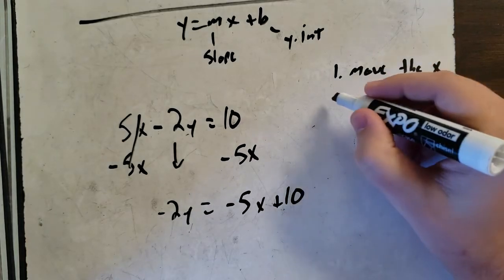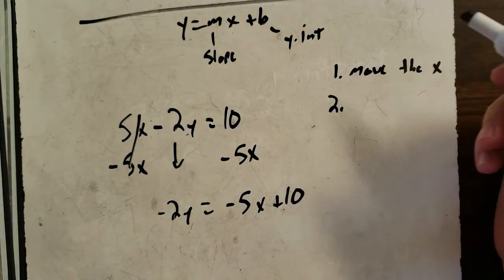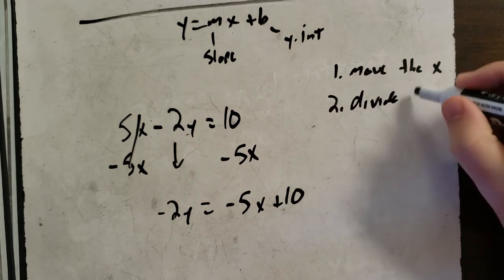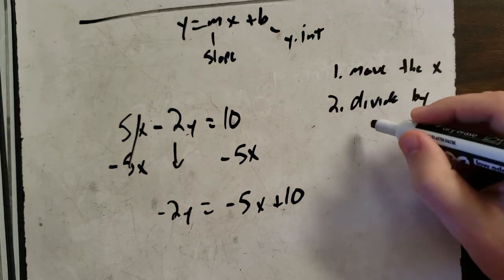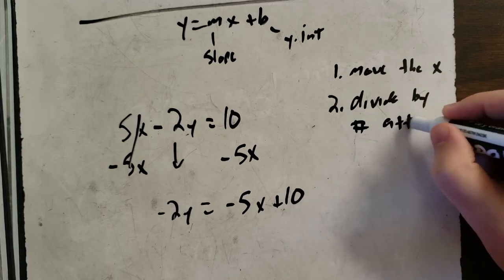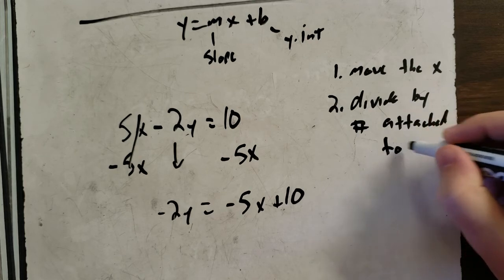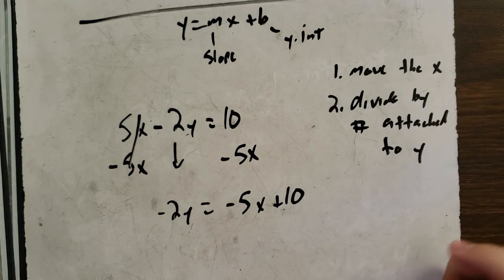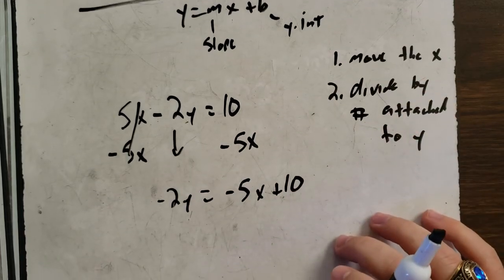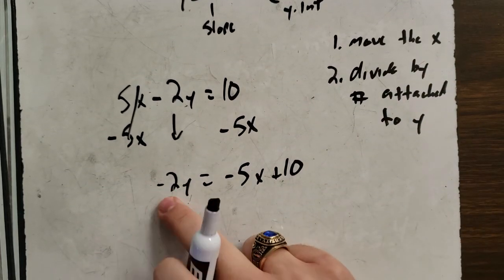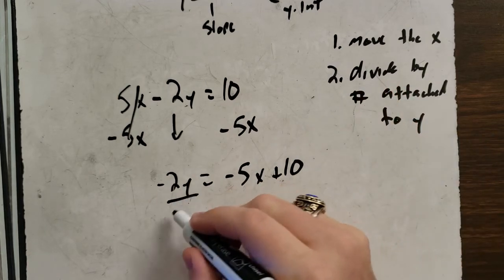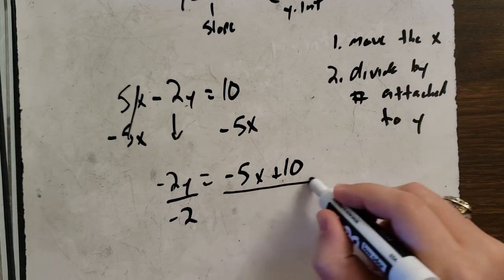Now, our second step here is to divide by the number attached to the y. So our first step, move the x. We did that. Our second step, divide by the number attached to the y. So what's attached to the y? We have a negative 2 here. So to get rid of that negative 2, we must divide both sides by negative 2 and the whole thing.